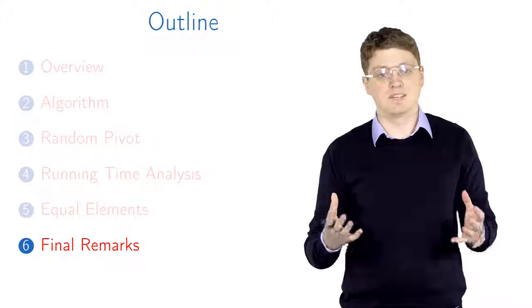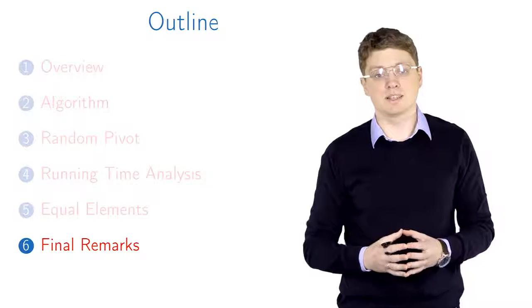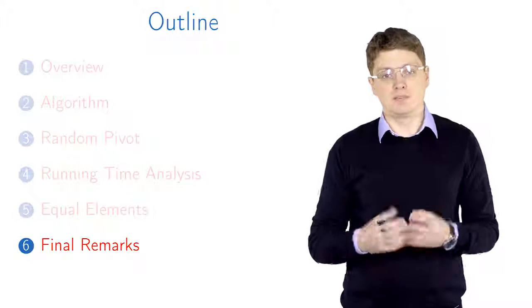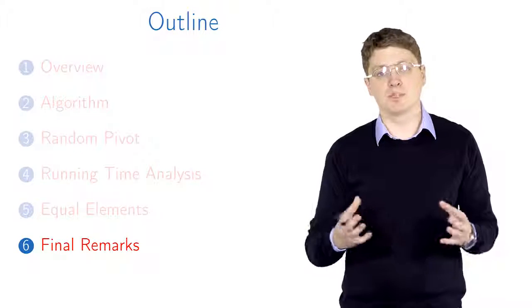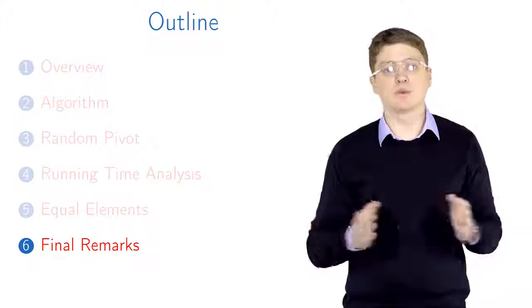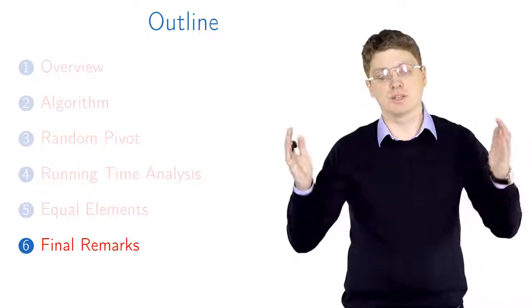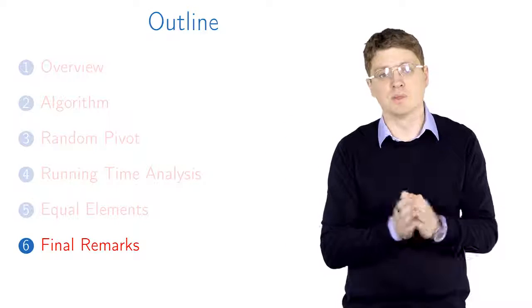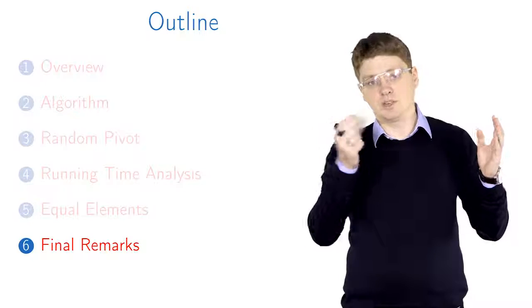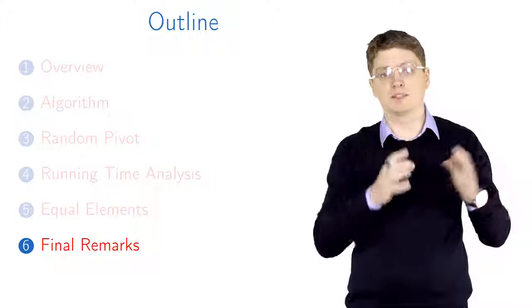In this last video of the quick sort lesson, I would like to address two implementation issues. The first issue is about the space complexity of the quick sort algorithm. On one hand, when sorting an array by a quick sort algorithm, we do not use any additional space. We just partition the array and we swap elements inside the array.